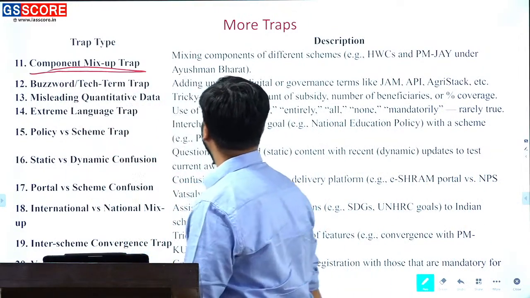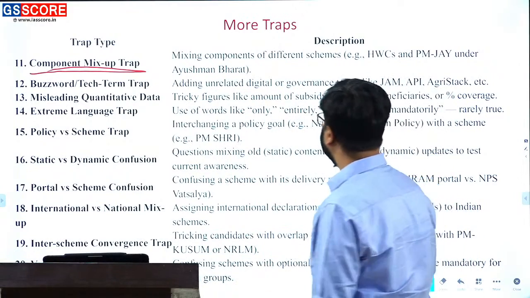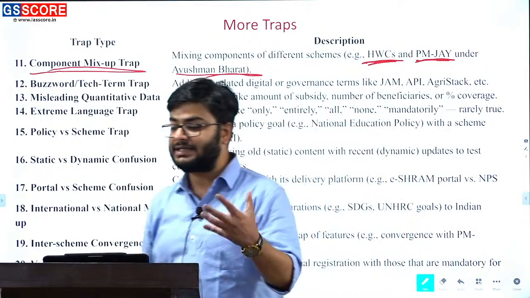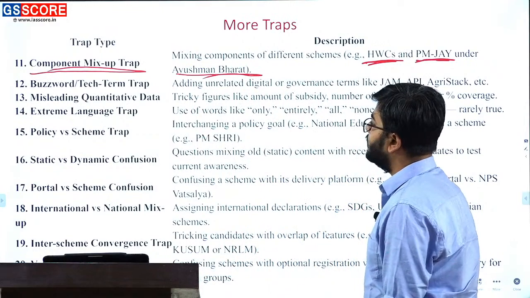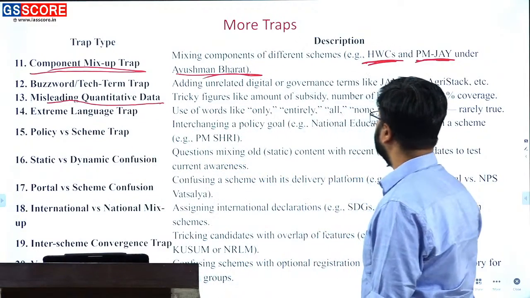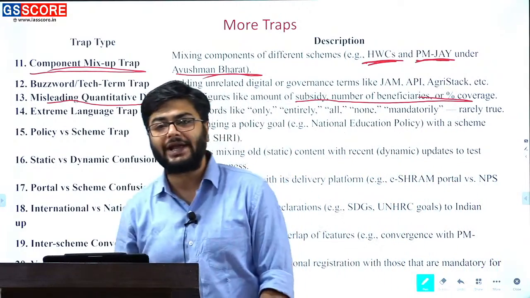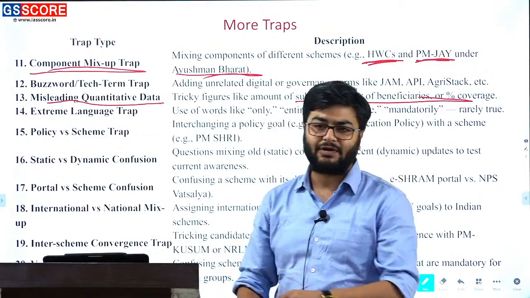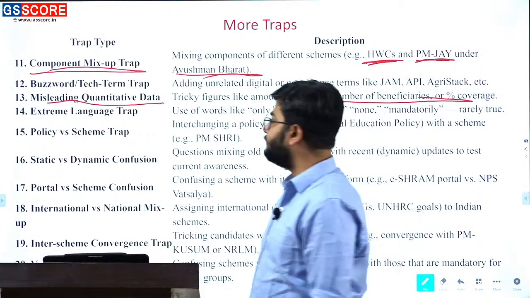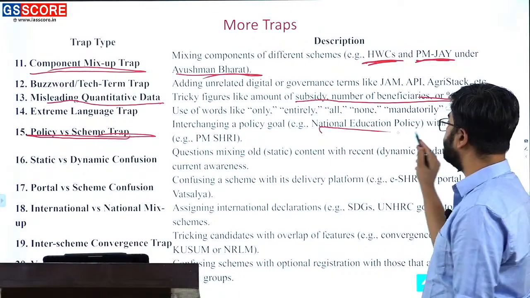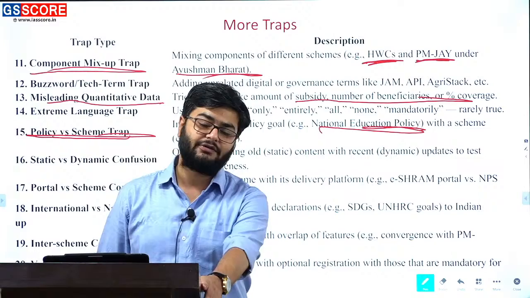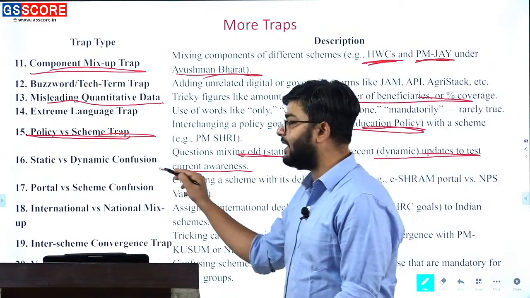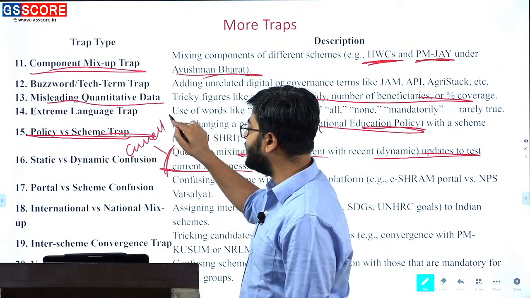The component mix-up trap: mixing components of different schemes together. For example, Pradhanmantri Jan Arogya Yojna, Ayushman Bharat, and the health and wellness centers. Similarly, adding some misleading data, such as amount of subsidy, number of beneficiaries, percentage of coverage. Though highly factual in character, for the ones who have been in the news, you should have a rudimentary idea. Going further, a policy versus a scheme, such as the National Education Policy with a scheme like PM Shri. Then mixing the old content with the recent dynamic update, and that is where they check current affairs awareness.